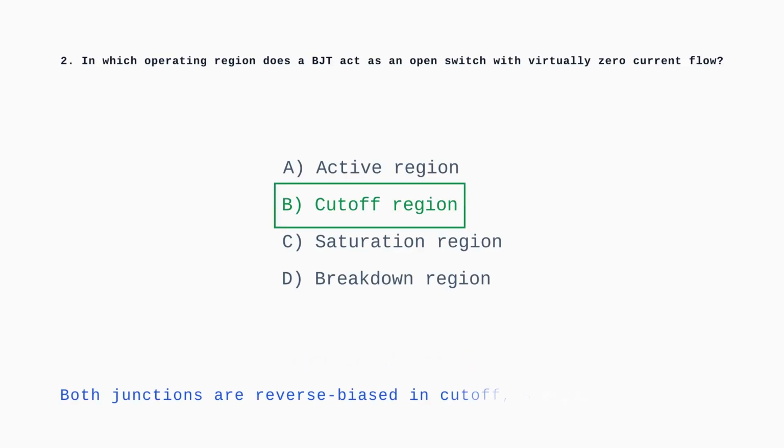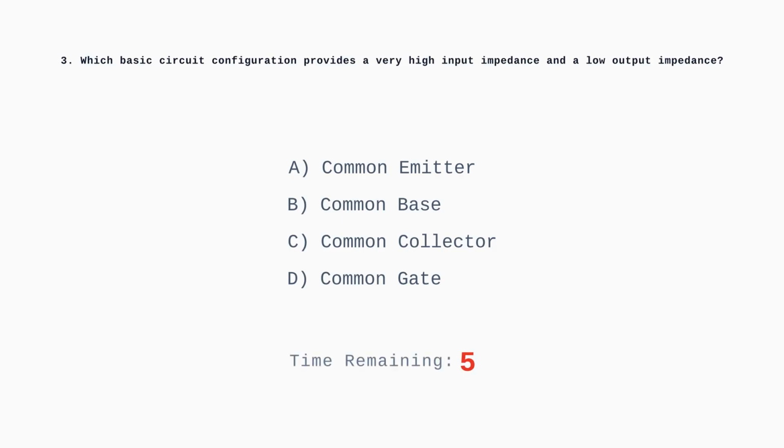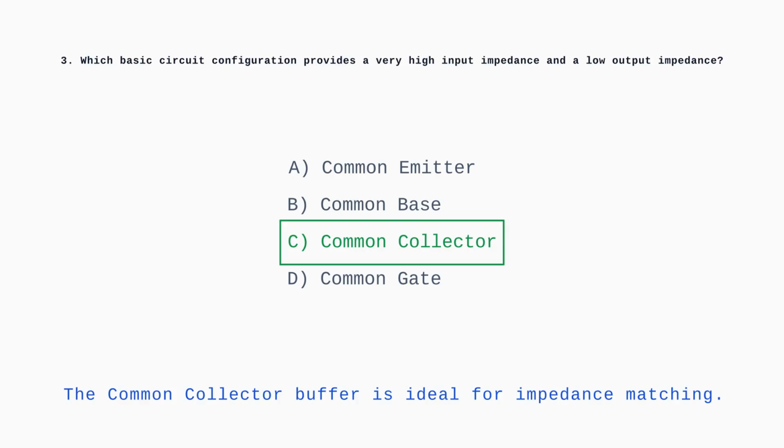In the cutoff region, both junctions are reverse biased, causing the transistor to act as an open circuit with almost zero leakage current. Question 3. Which basic circuit configuration provides a very high input impedance and a low output impedance? The common collector configuration features exceptionally high input impedance and low output impedance, making it a stellar buffer stage.